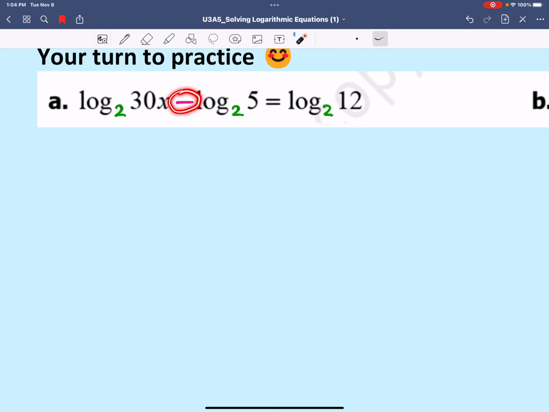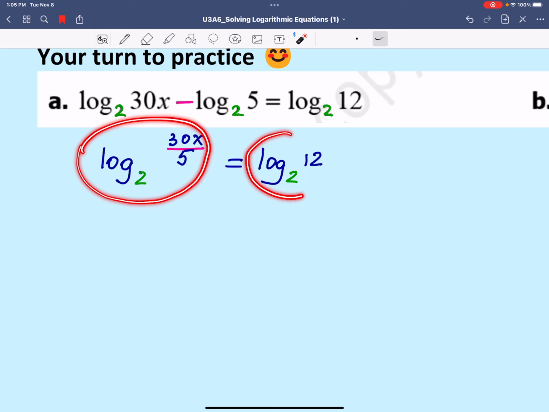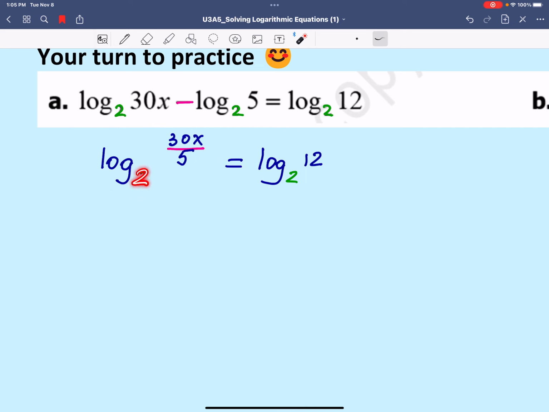Because you have a minus, the terms are connected to each other by the quotient law of logarithms. So we'll bring them inside the same log as log with base 2 of 30x divided by 5. Divided by 5 again because it's a difference of logs. And on the other side, we have only one term, so we write it as is. So it doesn't combine with any other terms. So now we are at a step when we have a single log term in each side of the equation. The bases are the same, and that means the expressions inside the log must be equal.